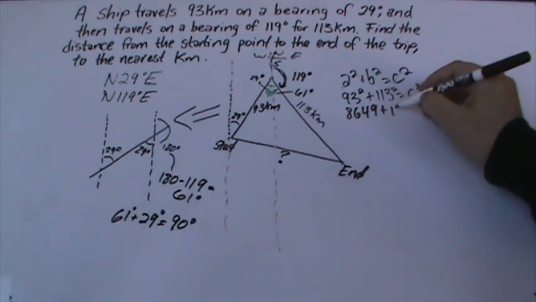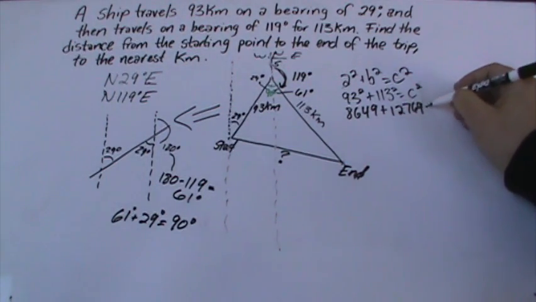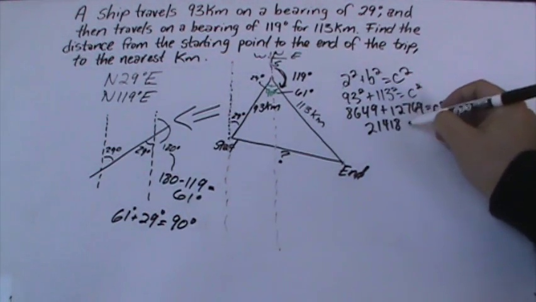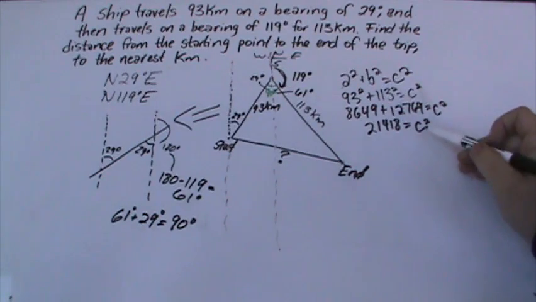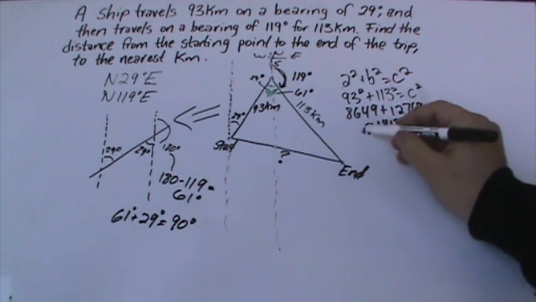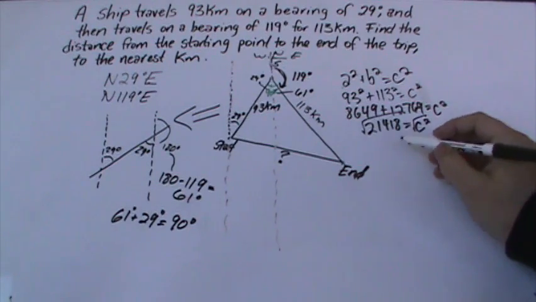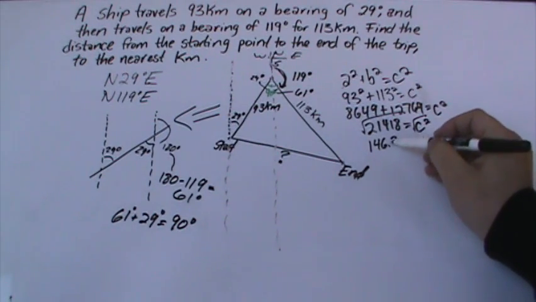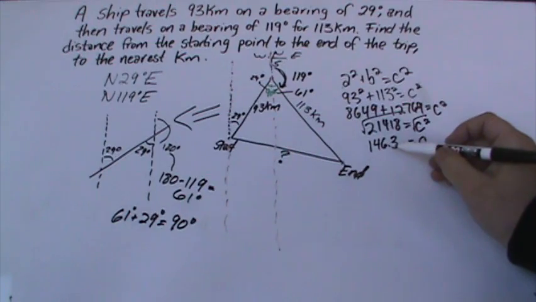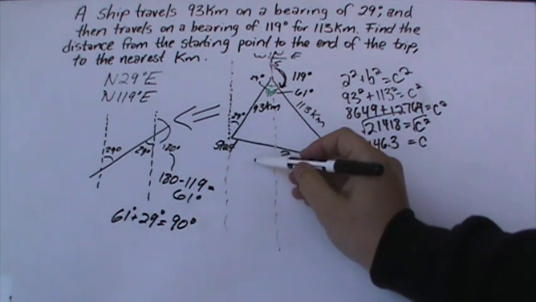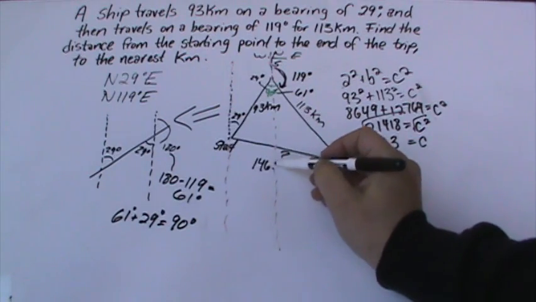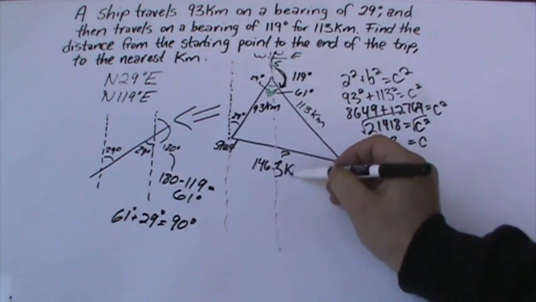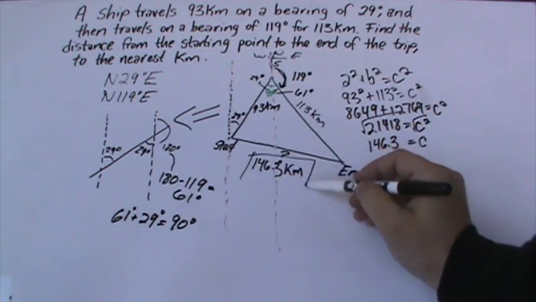So we're going to have 8649 plus 12769. So that's going to be 21418 equals c squared. And how do you get rid of the square? You take the square root. So now you have c equals, and if you do this on the calculator, it's going to give you 146.3. So that's going to be your final answer here: 146.3. The original question asked you to put it to the nearest kilometer, so we'll have kilometers. So that's your final answer.